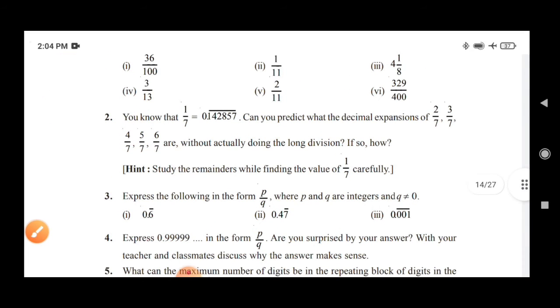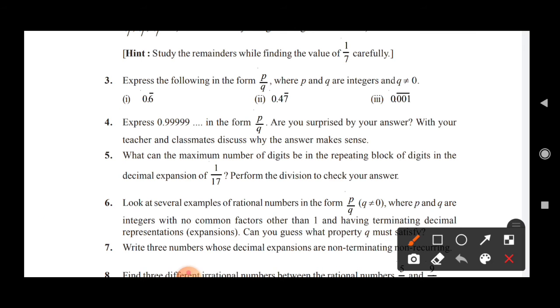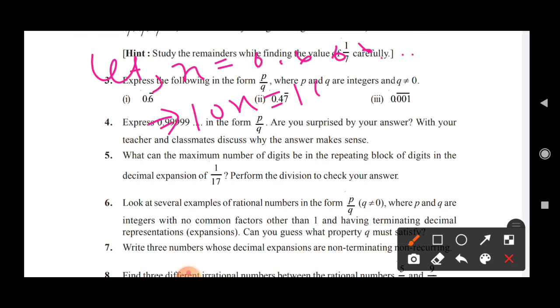Again, I am going to solve this problem. So it is the same as example 7. x is equal to 0.666 dot dot. Since the bar stands on only one digit, both sides will be multiplied by 10, 0.666 dot dot. So it is 10x. Since this part is multiplied by 10, this decimal will move to the right-hand side.